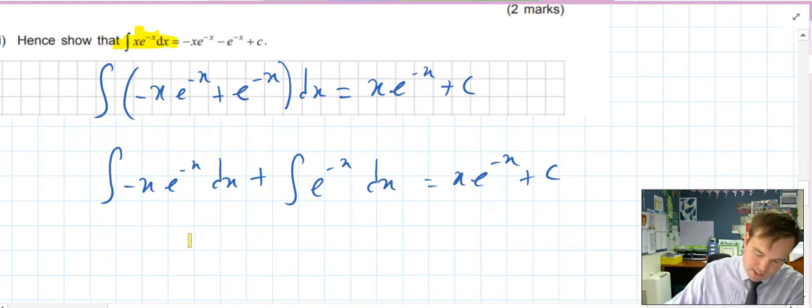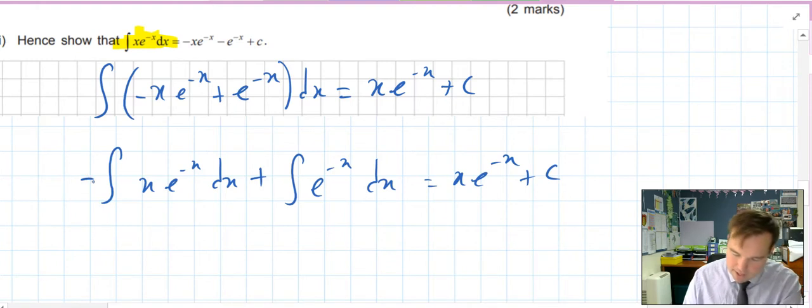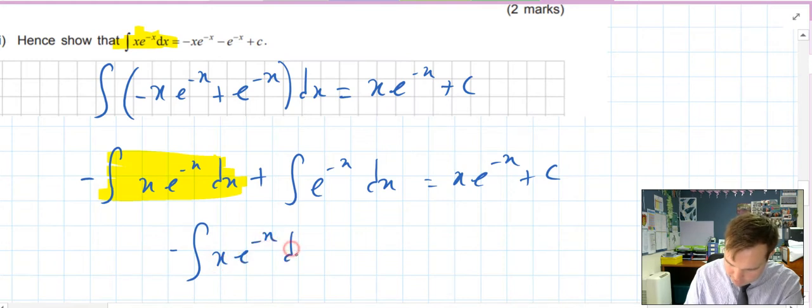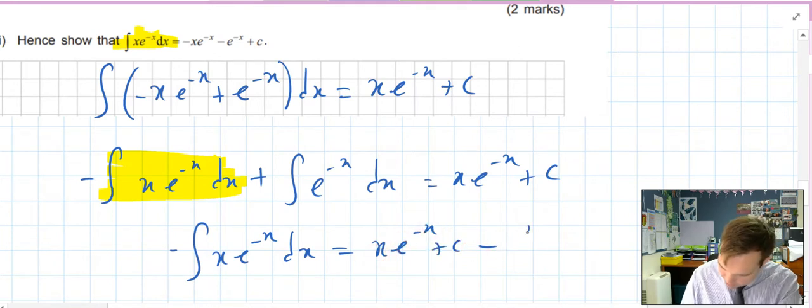Remember, we can chuck the cheeky negative out the front. So let's just get rid of it there and throw it out the front. And then what we're looking for is to get this portion here by itself. If we're looking to get that by itself, what we do is we have to take the integral of e to the minus x over from both sides. So it's minus the integral of x e to the minus x dx equals x e to the minus x plus c, take the integral of e to the minus x dx.